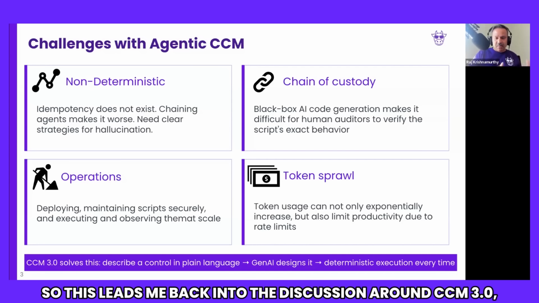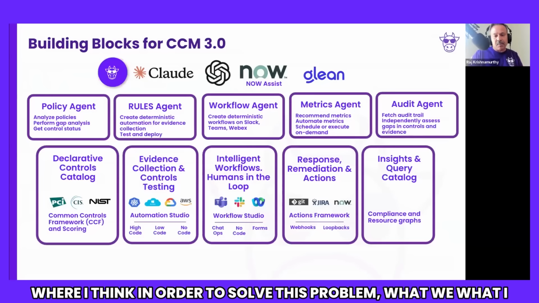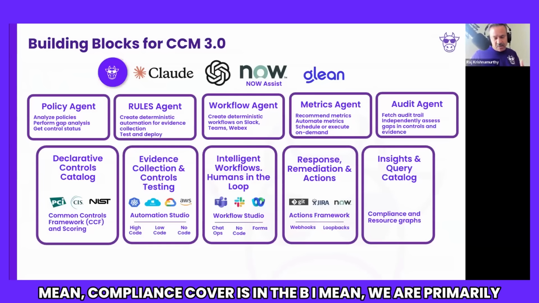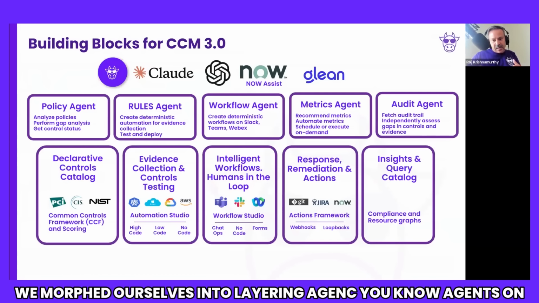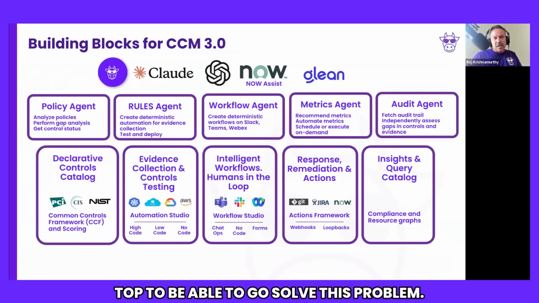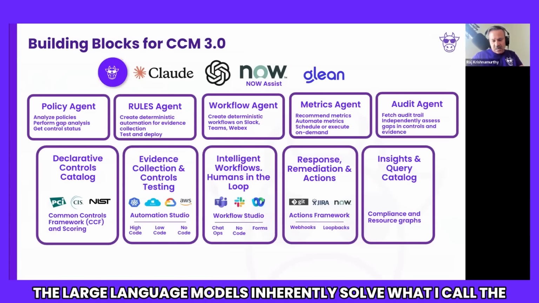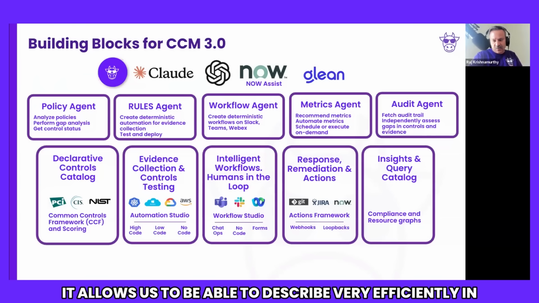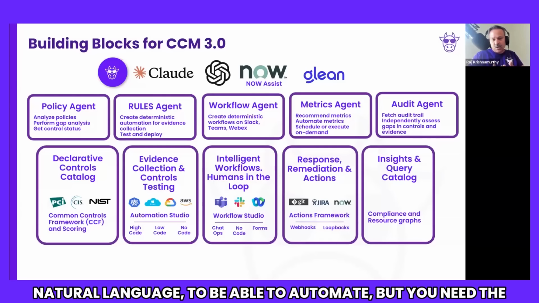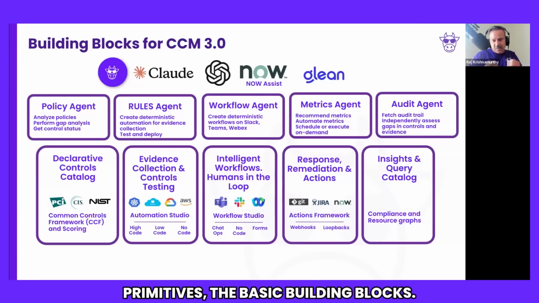So this leads me back into the discussion around CCM 3.0, where I think, in order to solve this problem, ComplianceCow has primarily built, and we started as, an API runtime for GRC, and we morphed ourselves into layering agentic agents on top to be able to solve this problem. And the point of view that we took is slightly different, right? What we said is that the large language models inherently solve what I call the long tail last mile problem. It allows us to describe very efficiently in natural language, to be able to automate, but you need the primitives, the basic building blocks.